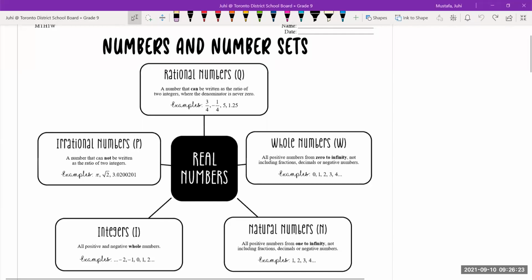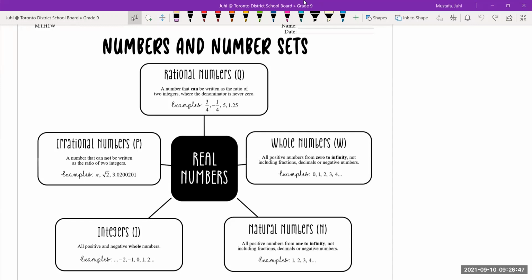Okay, so you guys, our very first lesson is going to be on numbers and number sets. So we always like to introduce math by talking about what exactly is a number. You've learned about numbers ever since you were in kindergarten. You started counting in kindergarten, then you learned addition, subtraction, multiplication. But there's actually a very sophisticated way of grouping numbers together. And so that's what we're going to start talking about.